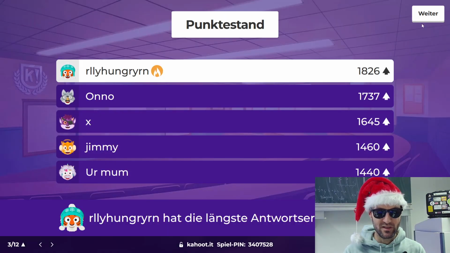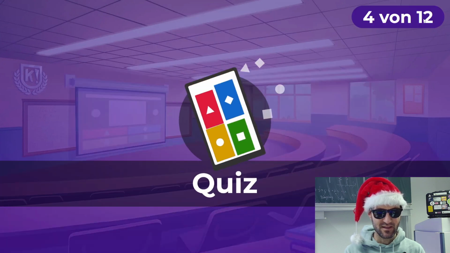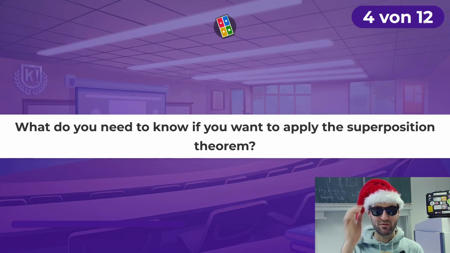Okay, so the really hungry person is taking the lead. Ono is catching up once again, and the X is climbing to the 3rd place. So we come to the 4th of 12 questions.